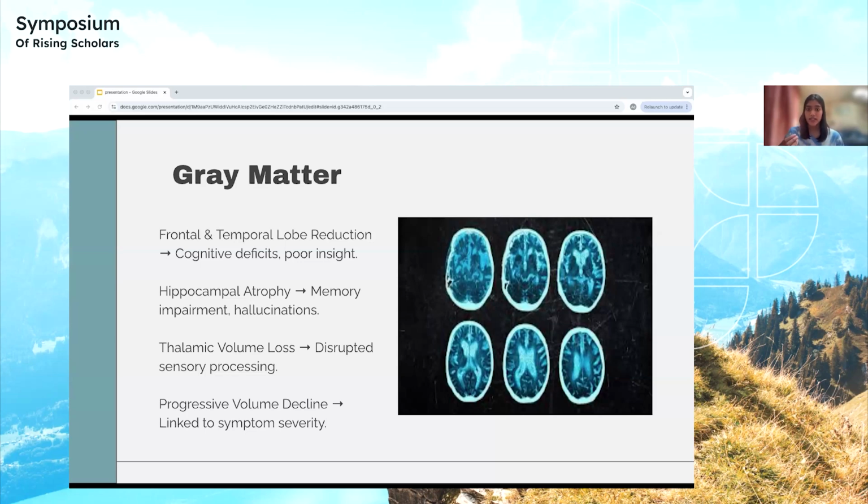So, this progressive decline is linked to cognitive deficits, emotional instability, and impaired insight into the disorder. So, these changes may explain the core symptoms of schizophrenia and highlight why earlier intervention is so important.